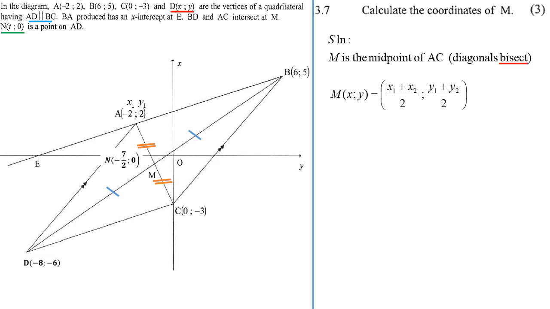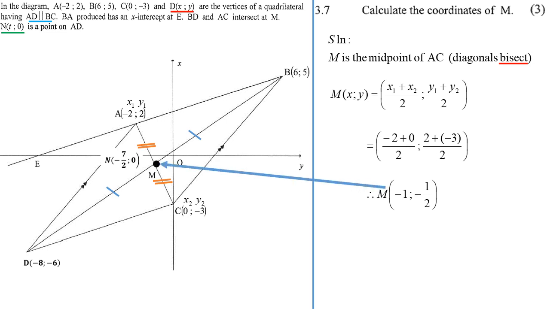You label your coordinates x1, y1, x2, y2, substitute accordingly, do simple arithmetic, and then from there you get the coordinates of M. Remember, M is in the 3rd quadrant. X must be negative, and Y must also be negative. So this is logical. M has the coordinates -1 and minus half. So that point there is the M we're talking about, which is -1 and minus half.